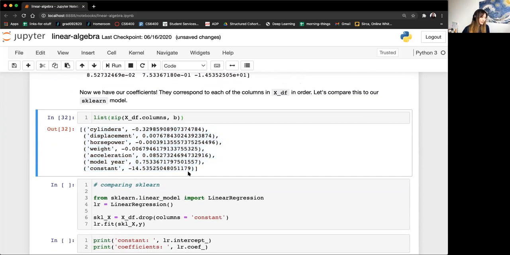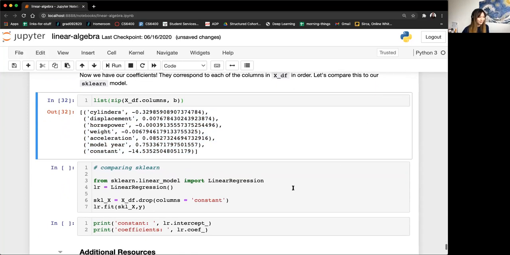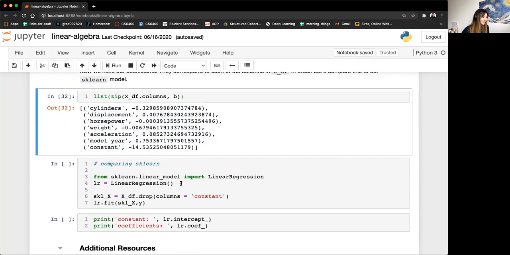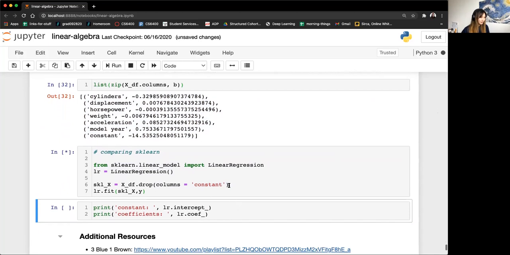And really quick, what we're going to do here is compare these coefficients to what we get out of scikit-learn. You could also do this with statsmodels, but they'll come up very similar. So what I'm doing here, I'm just quickly instantiating a linear regression. I don't need that constant column that I created earlier, and I'm going to look at our intercept and coefficients.